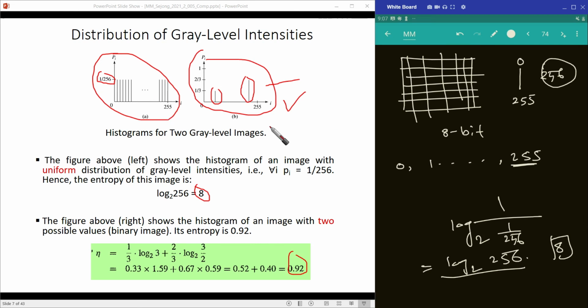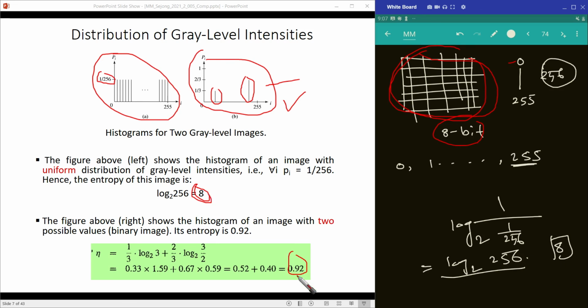But we already represent this in 8 bits. In our usual understanding, we represent each level with 8 bits. So that means we cannot compress this image anymore, because the entropy is the minimum number of bits we must need to represent that information. This is already 8 bits and the entropy is also 8, so we can't reduce any more. So compression is impossible.